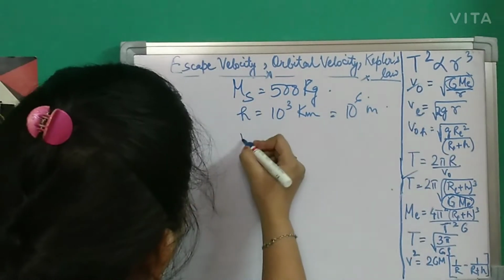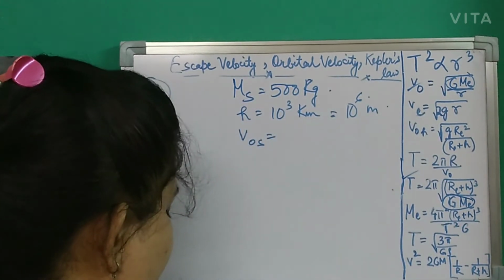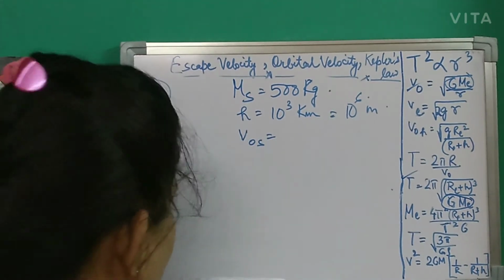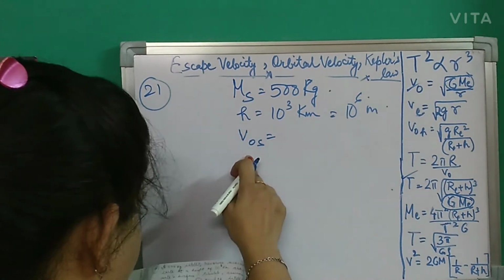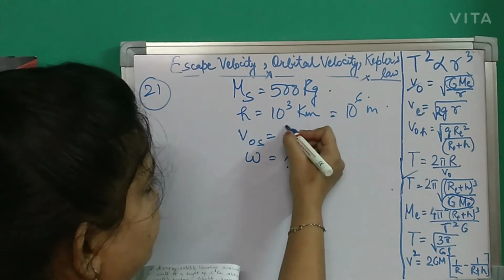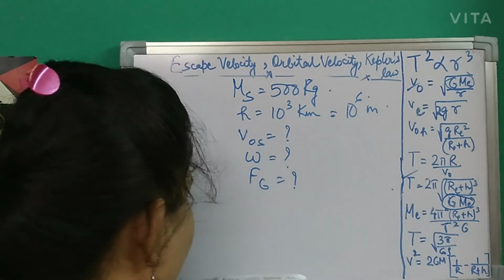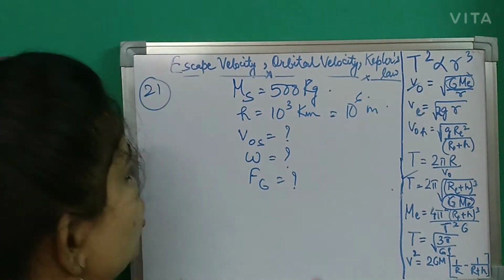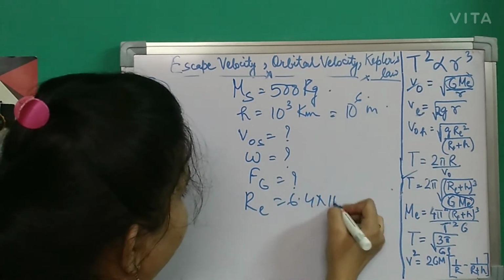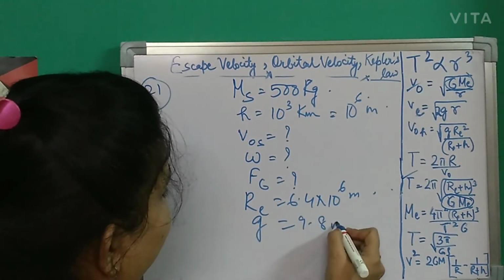You have to find out v0 of the satellite, as well as the angular velocity of the satellite and the gravitational force of the earth on the satellite. So you have to find out the velocity of the satellite, the angular velocity, as well as F, the gravitational force on the satellite from the earth. What else is given to you? RE is given as 6.4 into 10 to the power 6 meter. What else? g is given as 9.8 meter per second square.